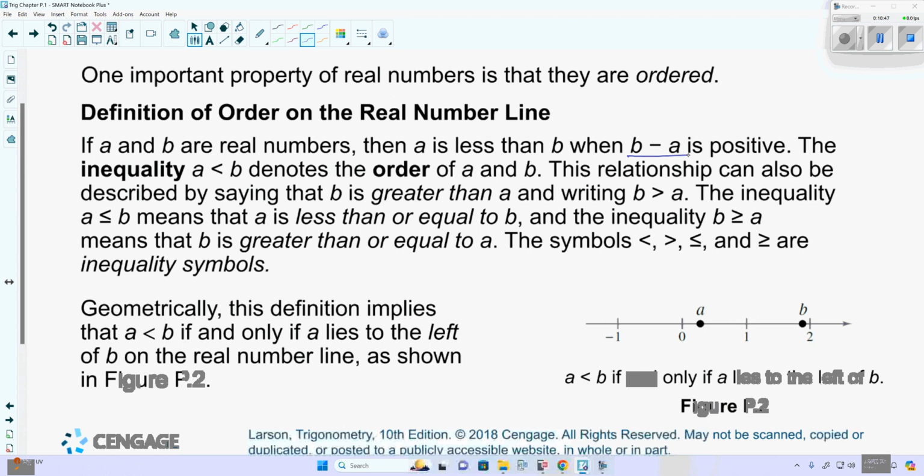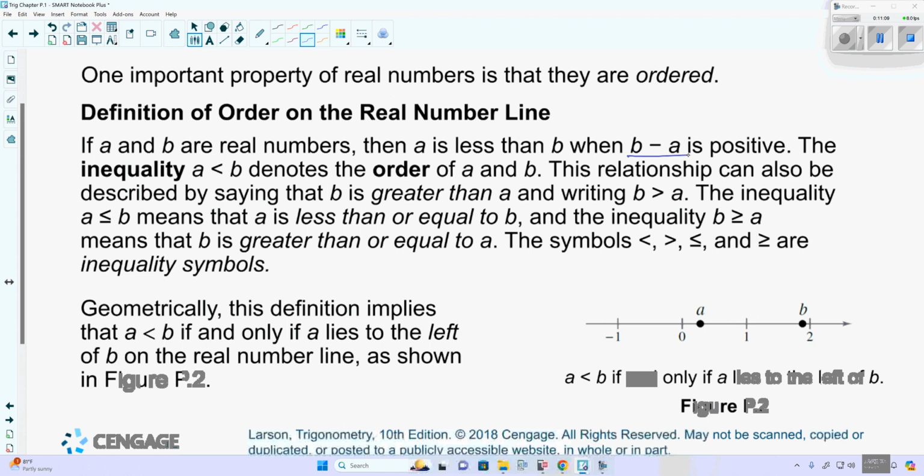The inequality A is less than B denotes the order of A and B. The relationship can also be described by saying that B is greater than A and writing B is greater than A. The inequality A is less than or equal to B means this here, and the inequality B is greater than or equal to A. As that's there, we have our 4 symbols.